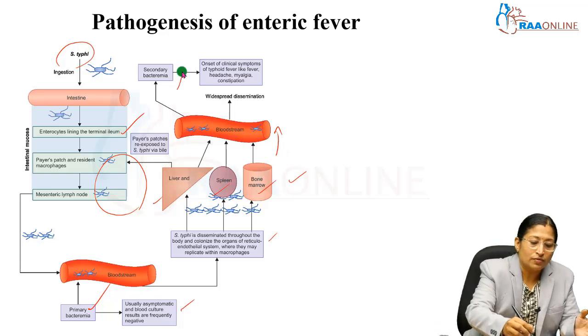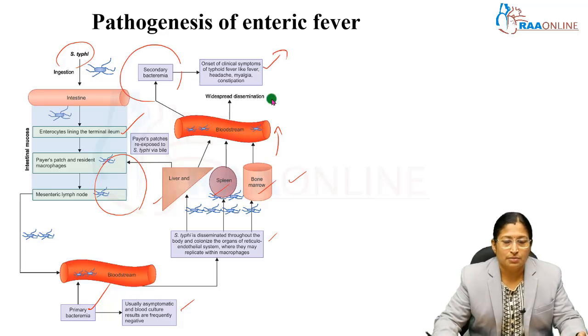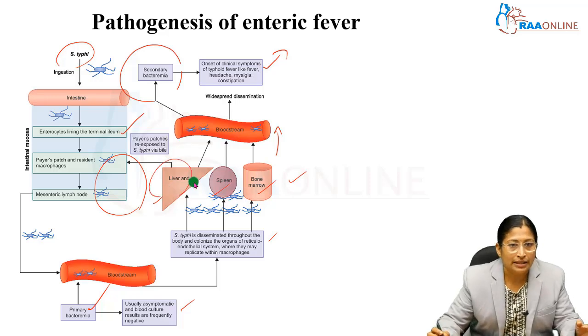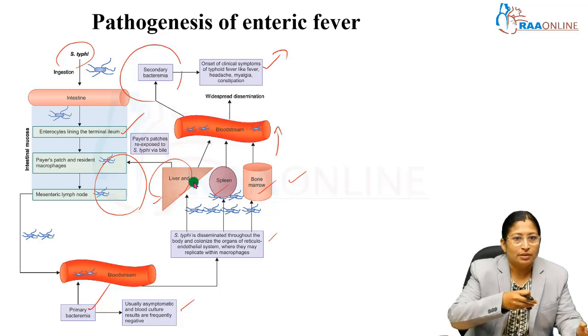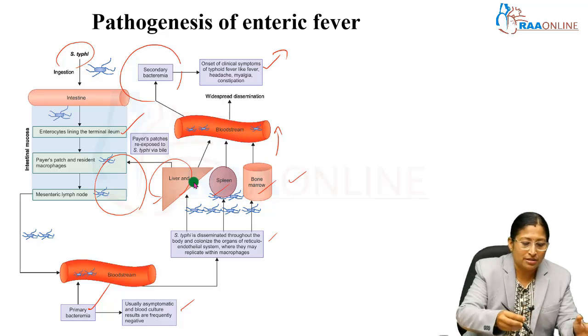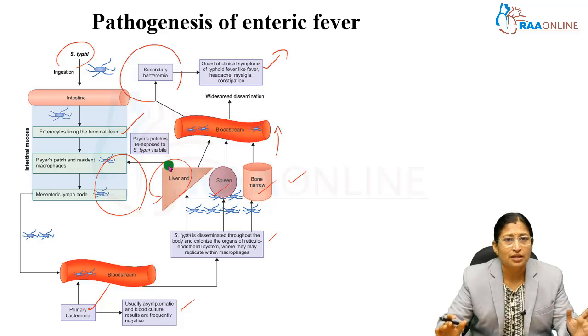And with the onset of secondary bacteremia, you have the onset of clinical symptoms where the patient presents with fever, headache, myalgia, etc. Also the organism is multiplying in the liver. From there, they can enter the bile and re-expose the Peyer's patches again and again, where the organism multiplies within the Peyer's patches and the cycle keeps on continuing. Okay. So this is the overall pathogenesis of enteric fever.